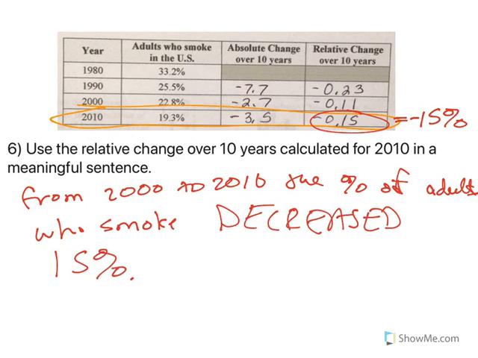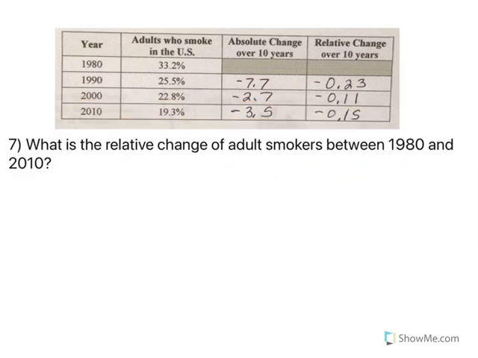We maybe should even say adults in the U.S. Maybe I should throw that in there. But the big key here, we have a negative sign in front of this. Negative implies decreased. So I don't need to put that negative in the sentence because decreased tells me it's negative.